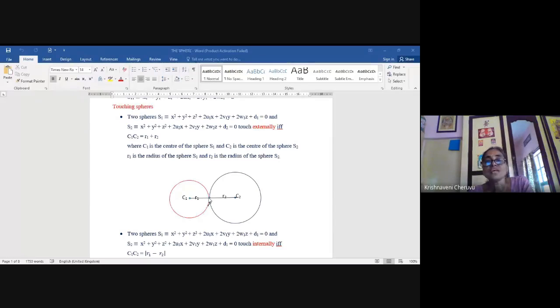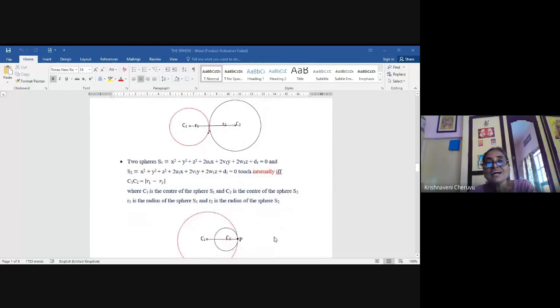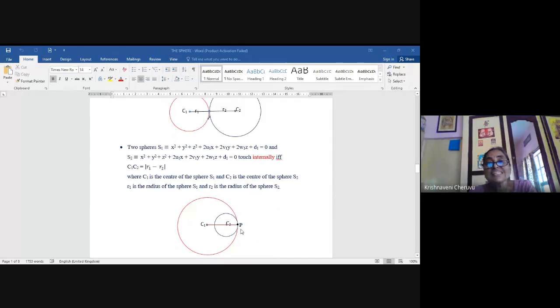Such problems I gave you to do at home. Now let us come to spheres touching internally. See, this figure is different from the previous figure. Again you have two spheres, the sphere in red and the sphere in blue. For the sphere in red, C1 is the center. For the sphere in blue, C2 is the center. The distance between the centers is only from here to here. The radius of the first sphere is from C1 to P, and the radius of the second sphere is from C2 to P.